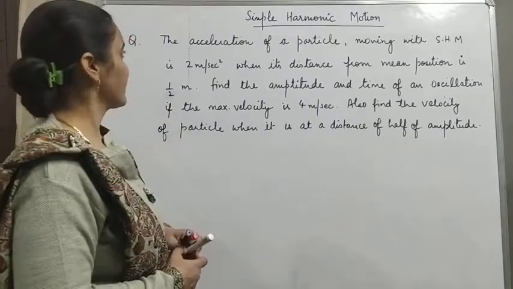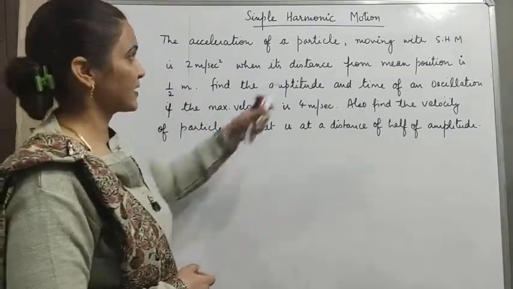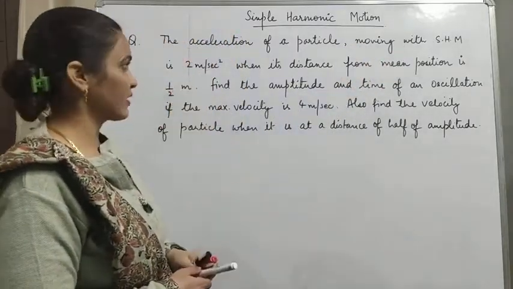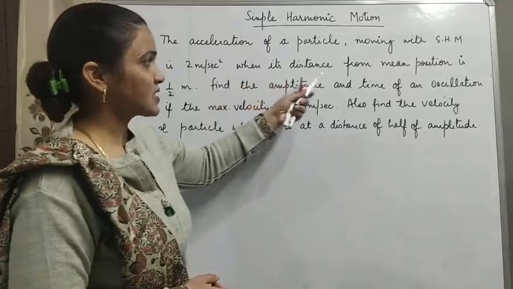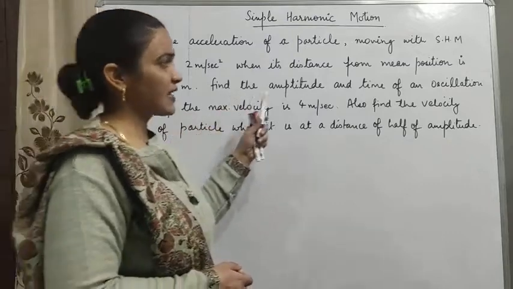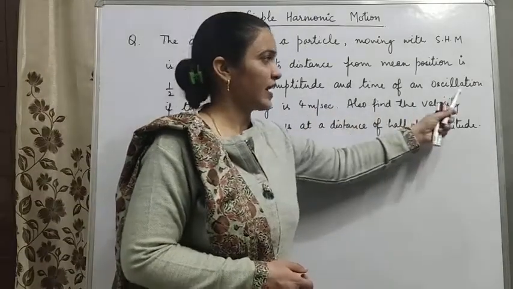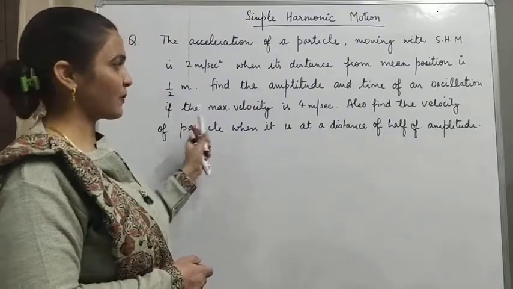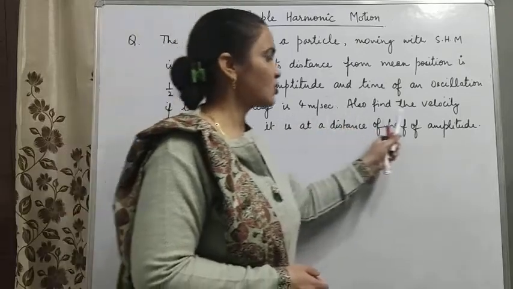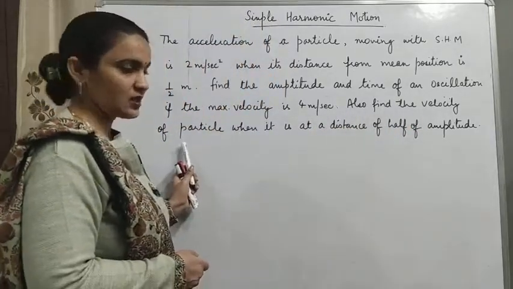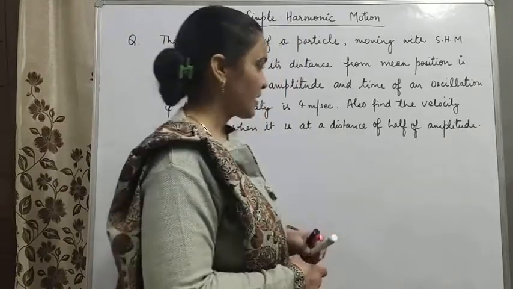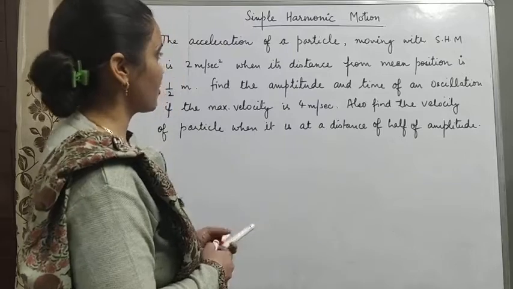Students, question number 1. The acceleration of a particle moving with SHM is 2 meters per second square when its distance from the mean position is half meter. Find the amplitude and the time of an oscillation if the maximum velocity is 4 meters per second. Also find the velocity of the particle when it is at a distance of half of the amplitude. So let us draw the diagram first for it.